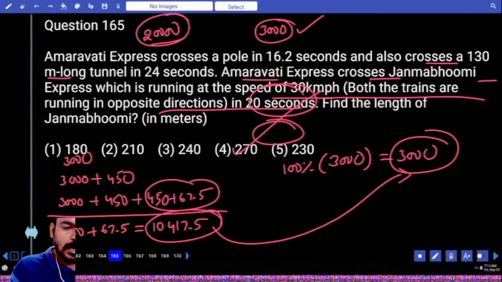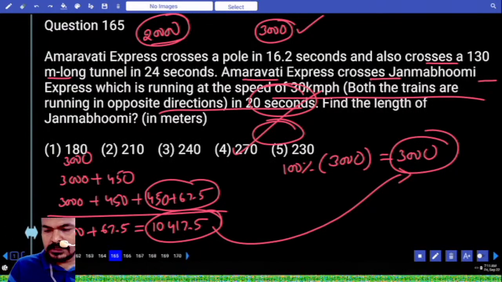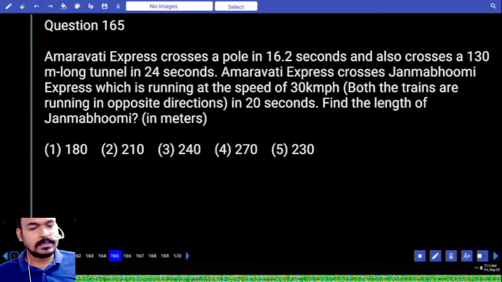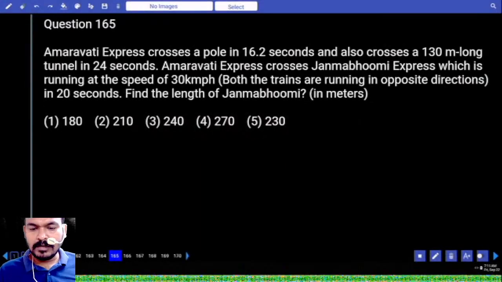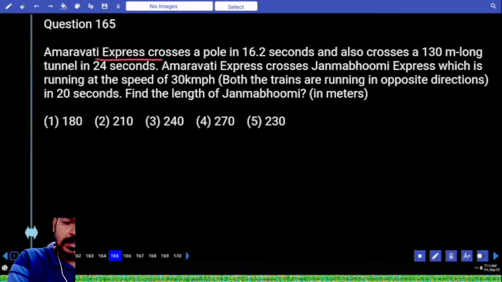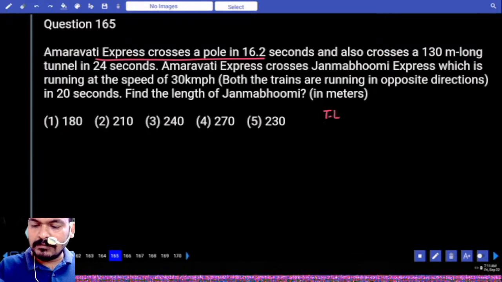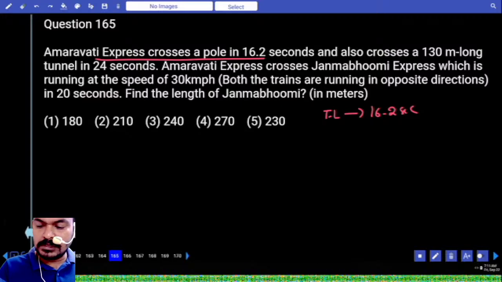165. Amaravati Express crosses a pole in 16.2 seconds and also crosses a 130 meters long tunnel in 24 seconds. When it passes a pole, the total distance is only the train length. Only train length is covered in 16.2 seconds. And passing a tunnel means total distance is train length plus tunnel length.